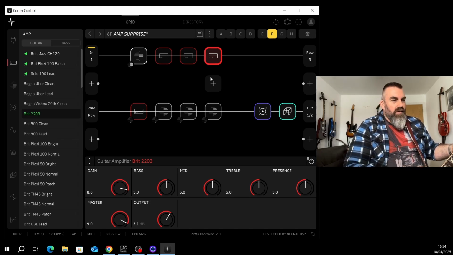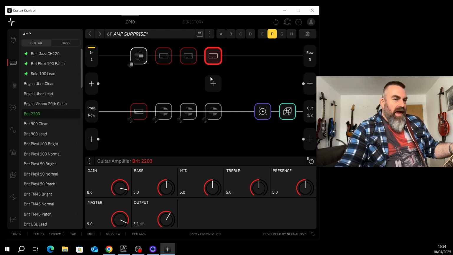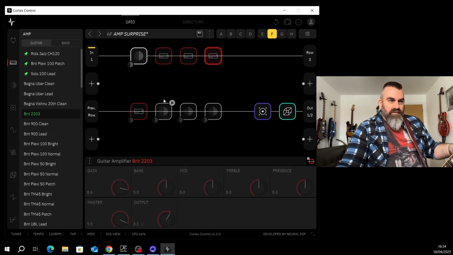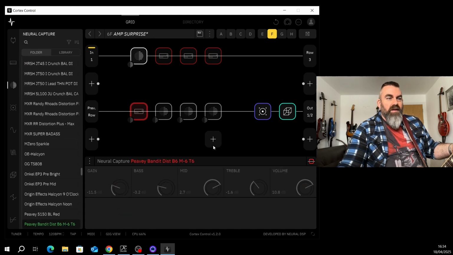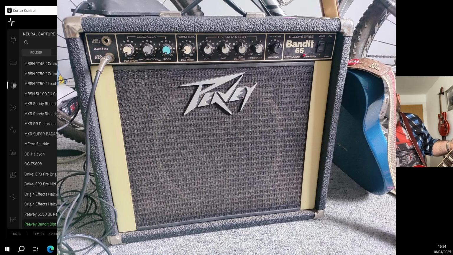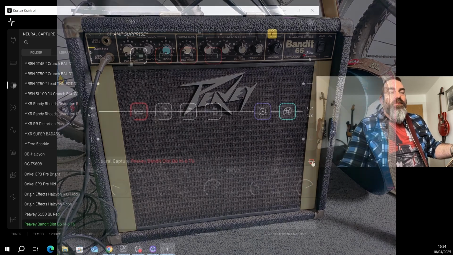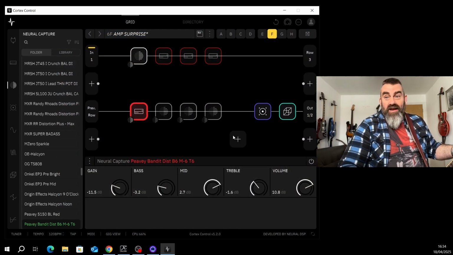Yeah. I bet you any money that hardly any of you will have even probably heard of the next four. So, let's now take a look at the next four. Would you have ever dreamed of putting this amp in your patches? The PV Bandit. Okay, so the PV Bandit sounds like this.